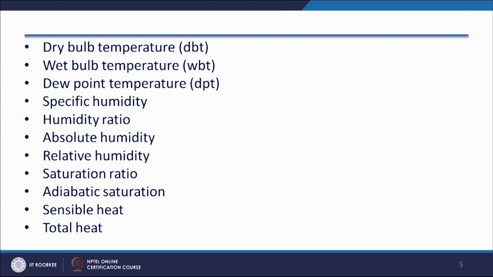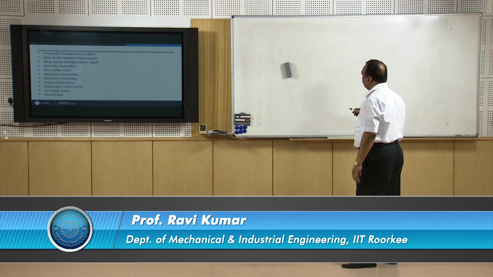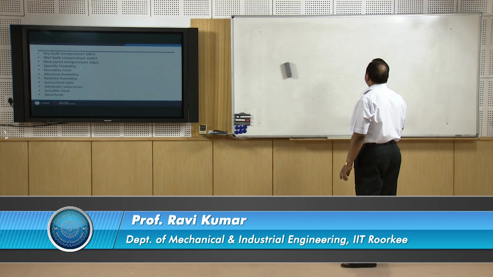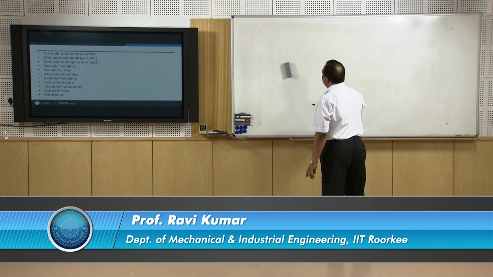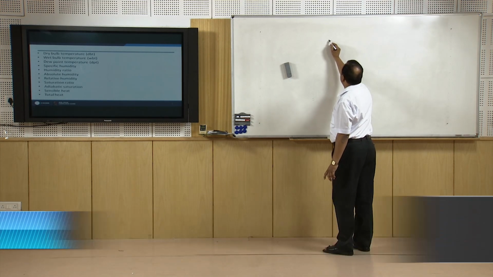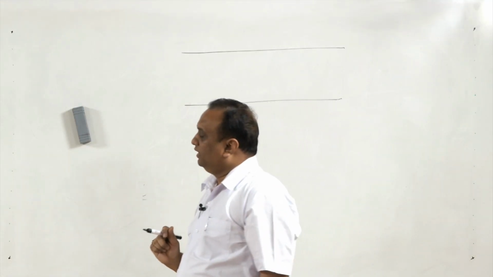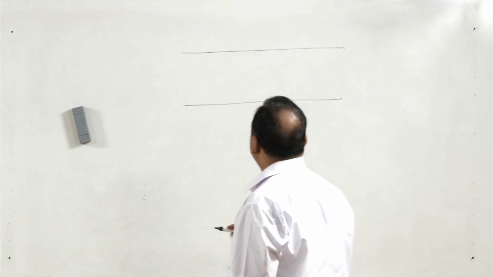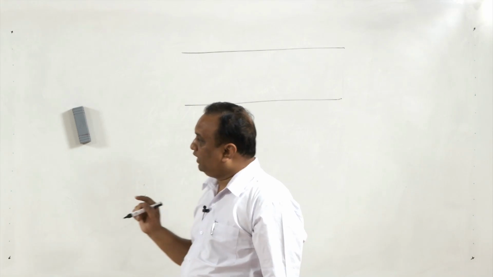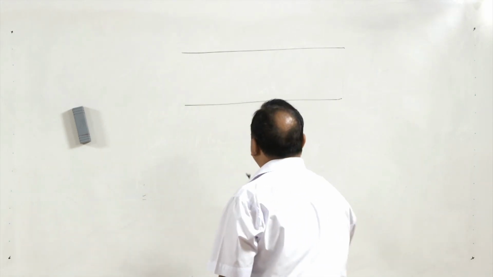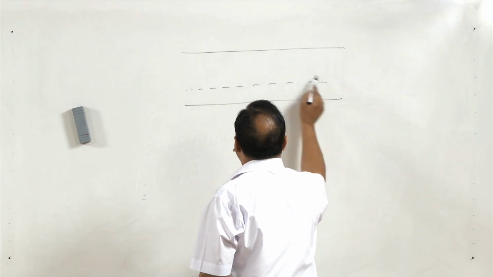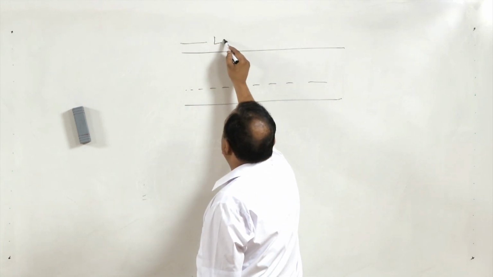Now, adiabatic saturation is one of the ways. One way, I told you, is that a hygrometer can be used for finding out the wet bulb temperature. Another method of finding out the humidity of the entering air is through the adiabatic saturation process. In the adiabatic saturation process, there is a passage of infinite length.